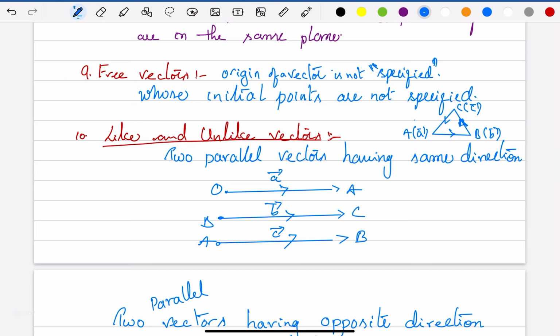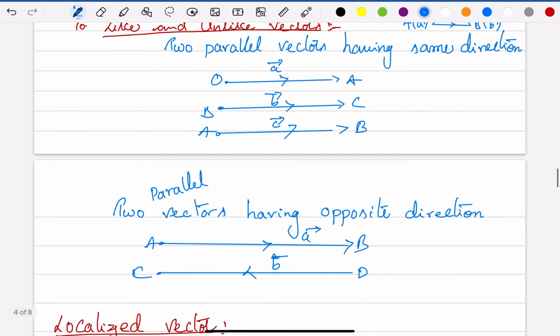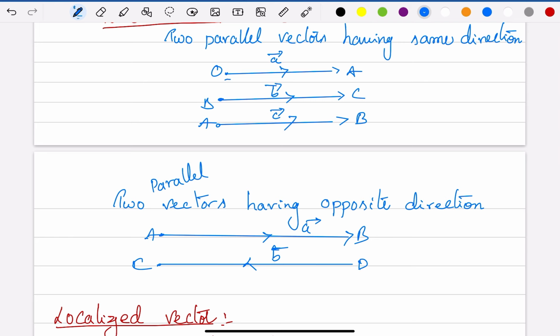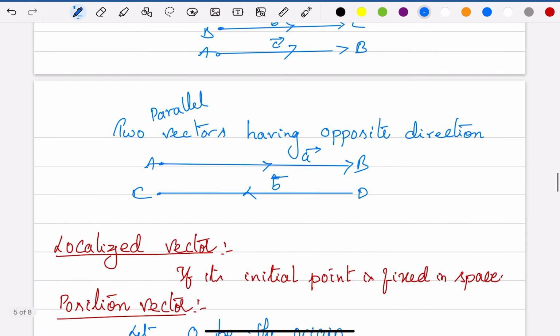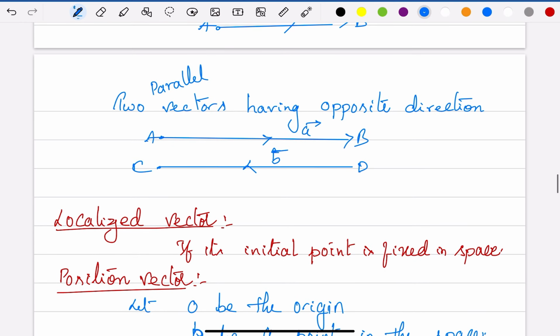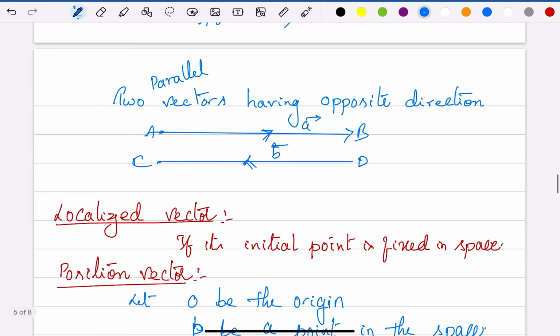Like vectors and unlike vectors. Two parallel vectors having the same direction are called like vectors. So OA, BC, AB, these are parallel vectors, also called like vectors. Two parallel vectors having opposite directions: so AB and CD, these two are parallel with opposite directions.